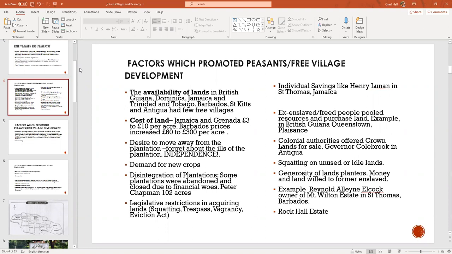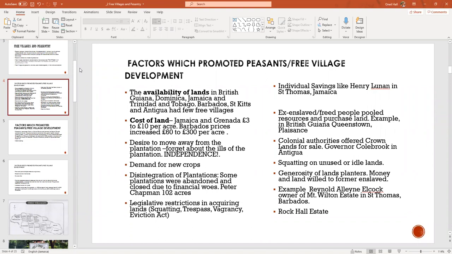So one was the availability of land. I'm coming to your point, Austin, and missionaries. The next reason that led to the development of free villages and peasantry, as we said, people want to leave the plantation. You have a desire to move away. You have a desire to forget about the ills of the plantation and to be independent. You need to be free from all of the stress and the burdens.